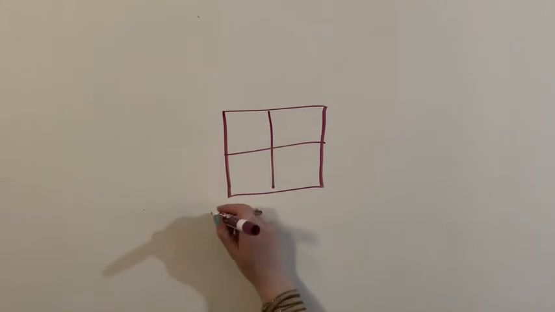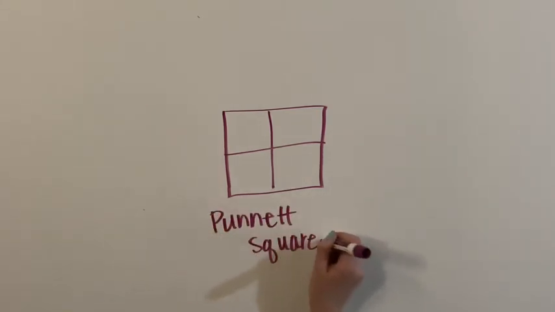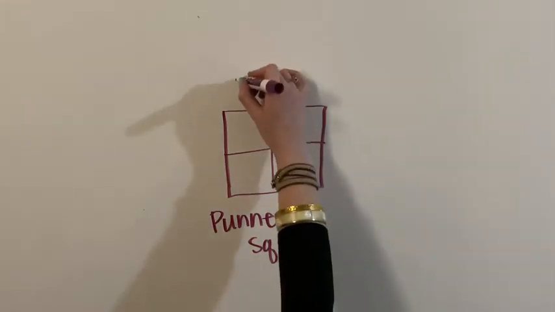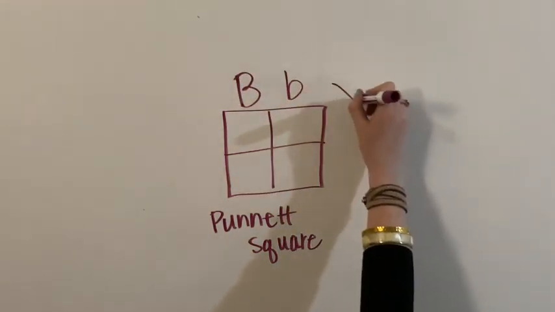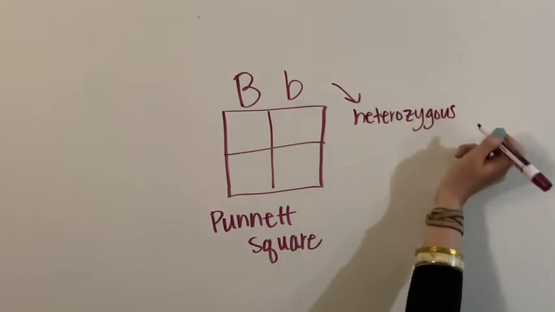So here's how we draw a Punnett square. You just make a box and put two lines through it. Once you've made your box, you're going to put whatever you are showing. In this case, we're going to show two wolves.